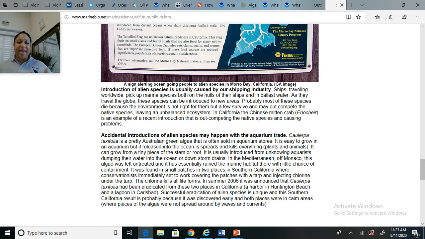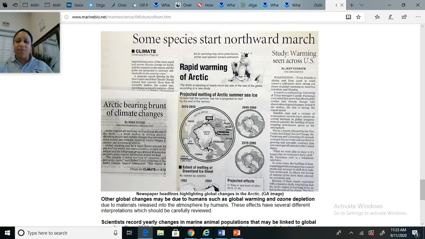You have introduction of alien species, and this is ships traveling worldwide, picking up marine species both on the hulls of their ships and in other water, and then it travels throughout the globe, and these species can be introduced to new areas because they're falling off the ship and they're being relocated, right? Replaced. So these are all some different negative ways.